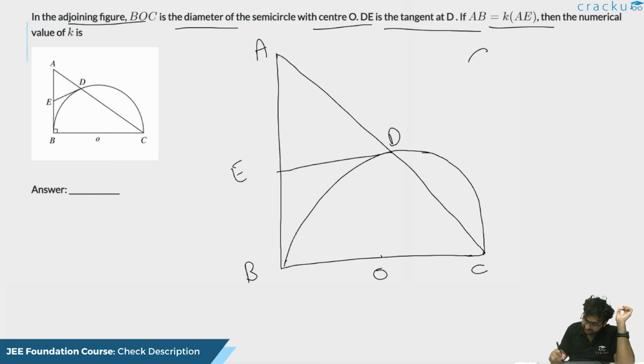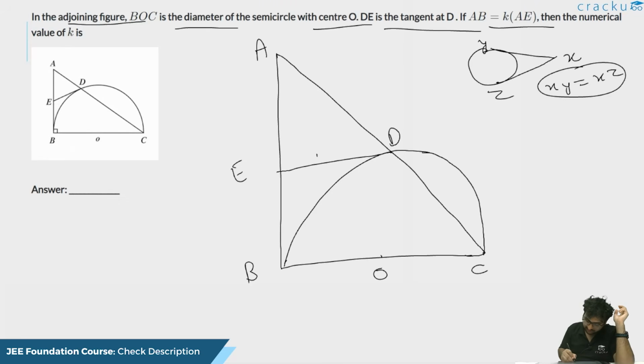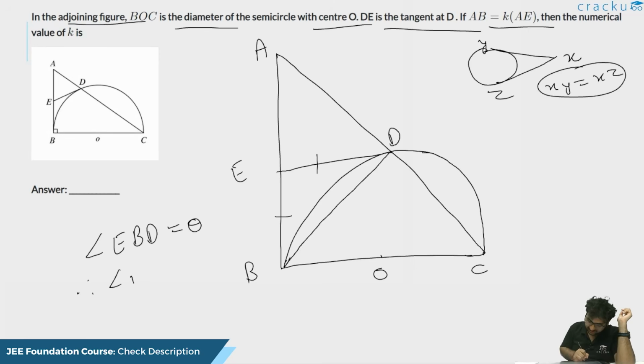Now we know whenever there is a tangent from a point to the circle, so if this is X, Y, Z, we know whenever there are two tangents from a point to the circle, then the lengths of both the tangents will be equal. XY equals XZ. So we can say that ED is equal to BD. Now if we join B and D, and angle EBD is theta, therefore angle EDB will also be equal to theta.